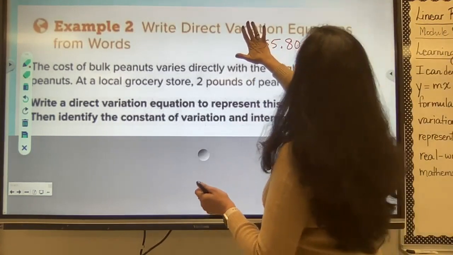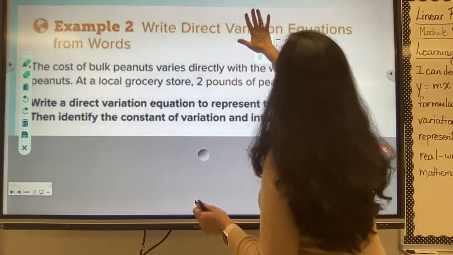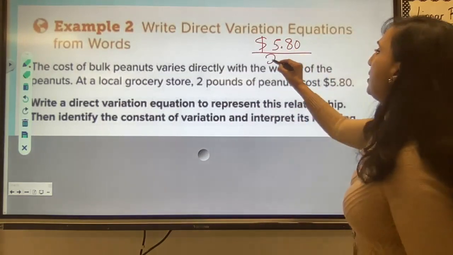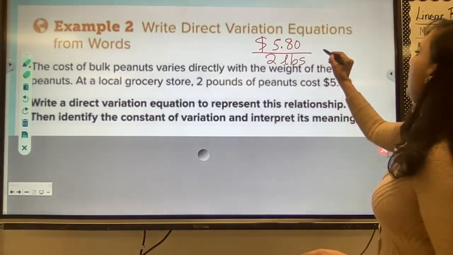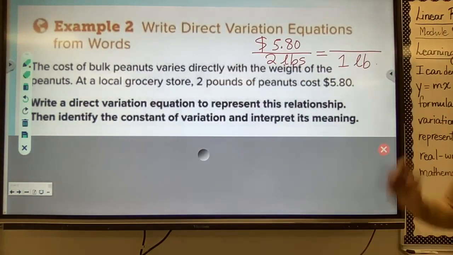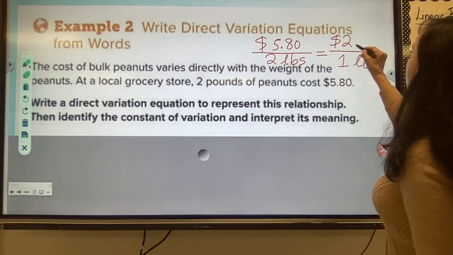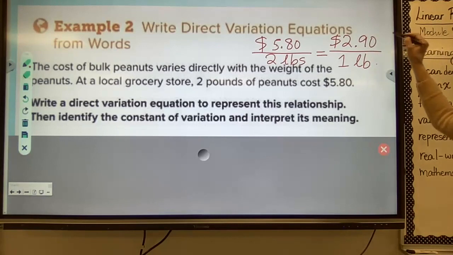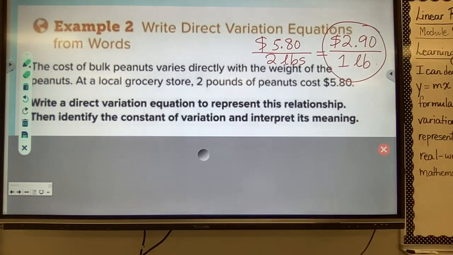$5.80 is for 2 pounds. So we've got to find the unit rate, that means how much for 1 pound. So if I divide $5.80 by 2, I'm going to get $2.90 per pound. So this is my unit rate. All right. So the unit rate is $2.90 per pound.